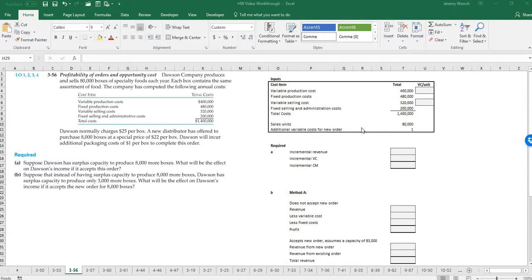The first thing we want to do is figure out our variable cost per unit. We have two different kinds of variable costs: variable production and variable selling. For the variable production, we just take our 400,000 and divide it by our 80,000 units. And then for the variable selling cost, take our 320,000 and divide that by our 80,000 units. So our variable costs are 4 and 5, so a total of $9.